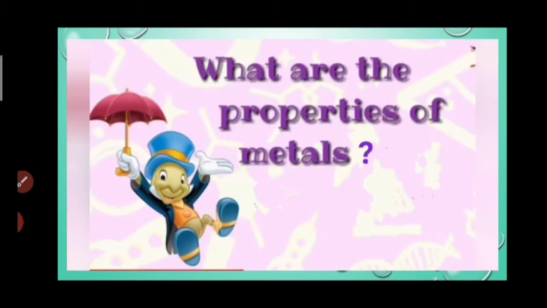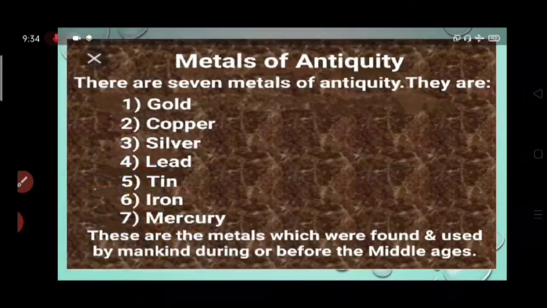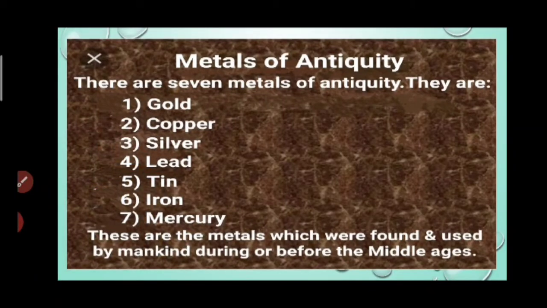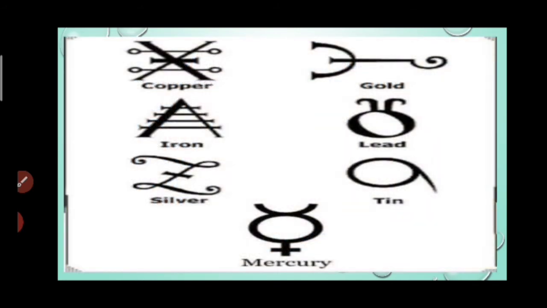Now let's know what are the properties of metals. But before knowing it, let's see what were the elements that were discovered in the Middle Ages by the people. And they are known as the metals of antiquity. There were 7 metals of antiquity. They were gold, copper, silver, lead, tin, iron, mercury. These are the metals which were found and used by mankind during or before the Middle Ages, and they were symbolized like this.